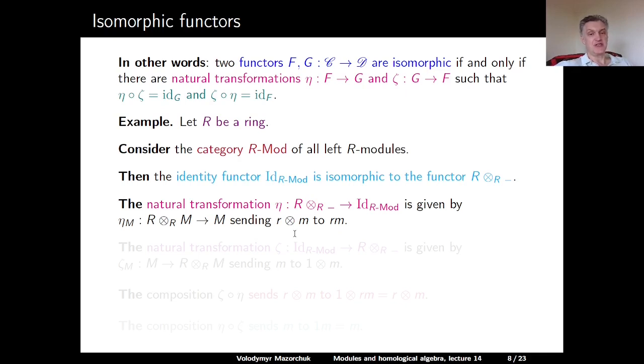The natural transformation eta from the functor of tensoring with R over R to the identity is given by the following morphisms. So for each object M in the category R-Mod, we have a homomorphism from the R module R tensor over R M to M, which is given by sending the element r tensor m in the tensor space to rm.